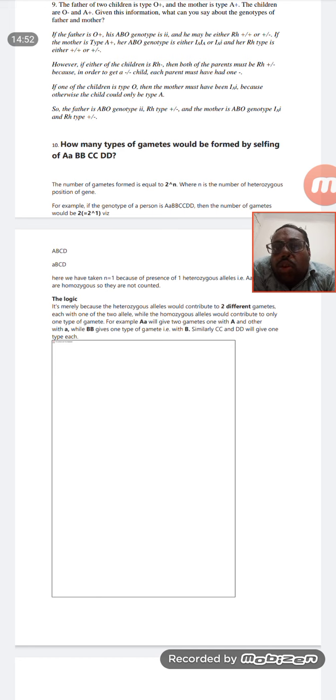Here there is only one heterozygous. So the formula is 2 to the power n, that is 2 raised to n. 2 stands for the two basic gametes from which they are forming, and n is the total number of heterozygous. So here n is 1 because we have only one heterozygous. So the gametes possible to form are 2 to the power 1, that is only 2 gametes. So what are these gametes?